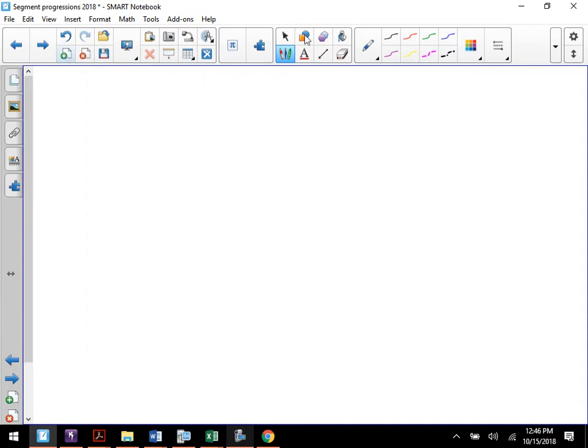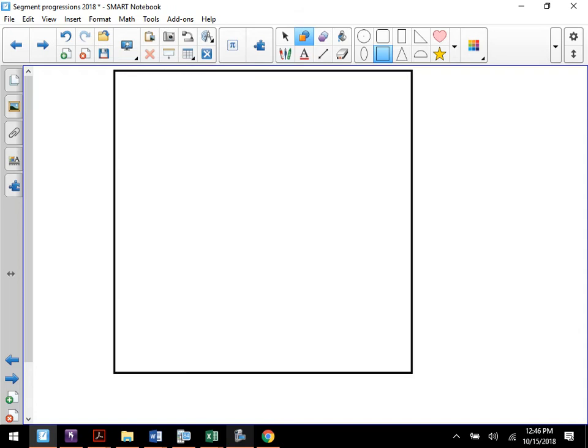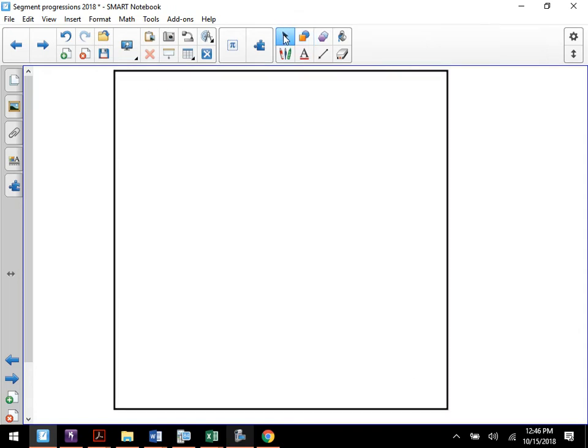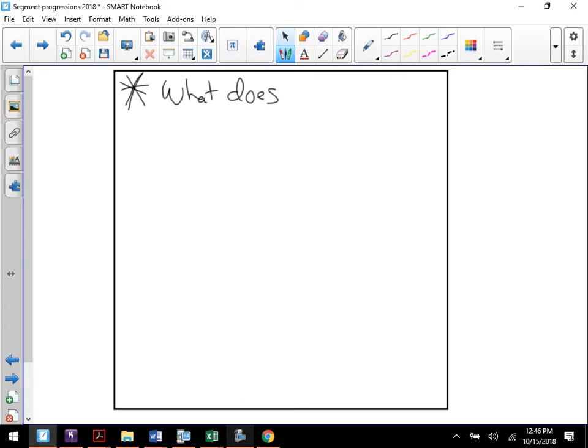Speaking of segments and things, I know we've done examples of some other stuff, as far as what to look for and when. One of the things I want you guys to remember is, let's do this, a little asterisk. What does segment addition look like?